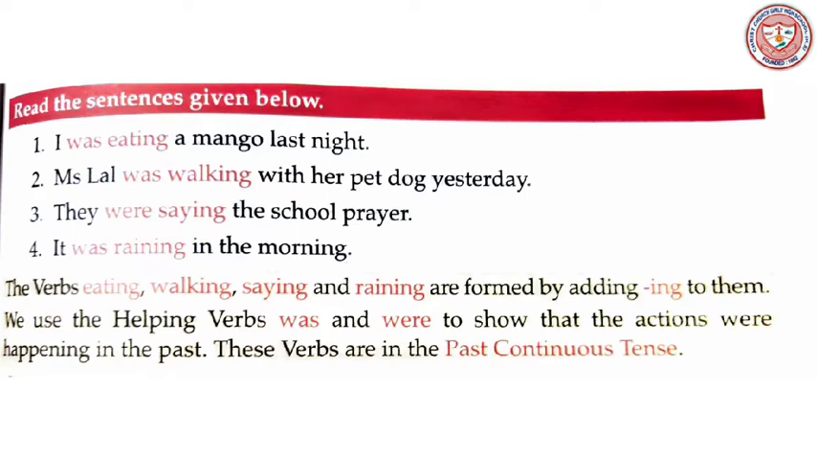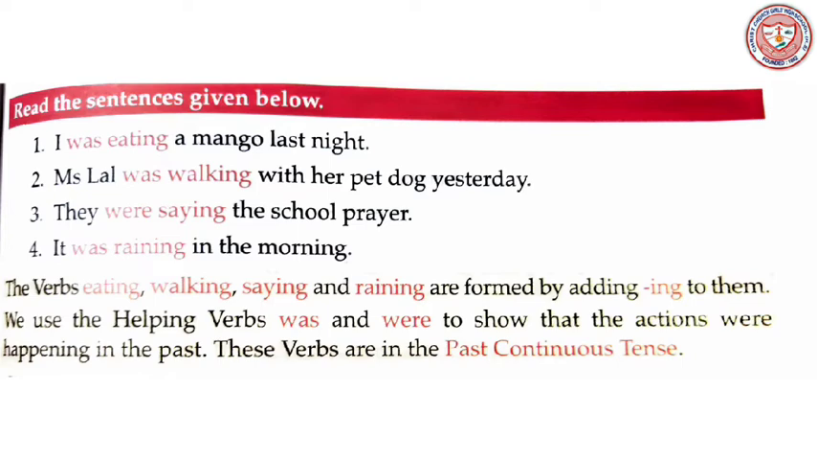These verbs are in the past continuous tense. So the verbs was eating, was walking, was saying, was raining describe actions that were taking place in the past and were going on at that time. They are in the past continuous tense.